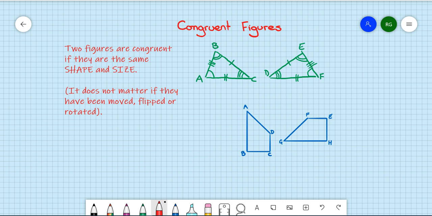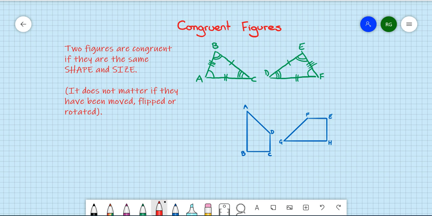In this lesson, we're going to be looking at congruent figures. Two figures or shapes are considered congruent if they are the same shape and size. It doesn't actually matter if they've been moved, so translated, or flipped, so reflected, or even rotated. So provided they are the same shape in principle and size, then they are considered congruent. It doesn't matter if they are a mirror image, provided they are the same shape.